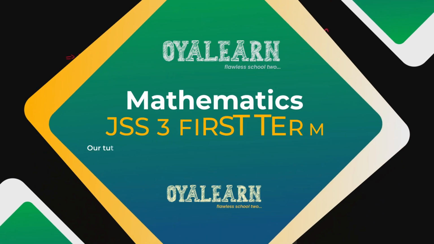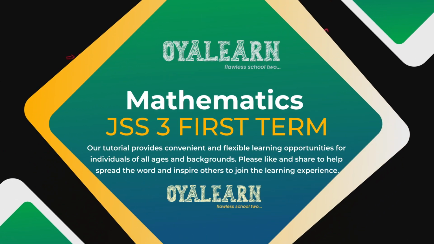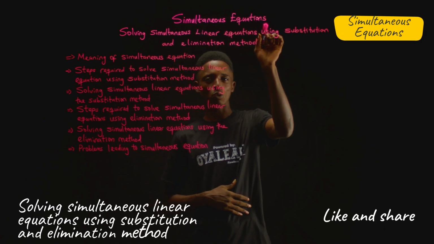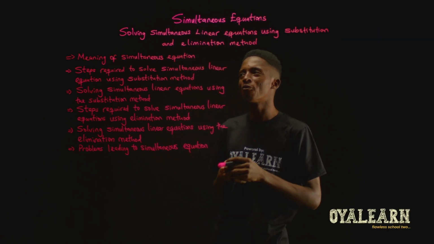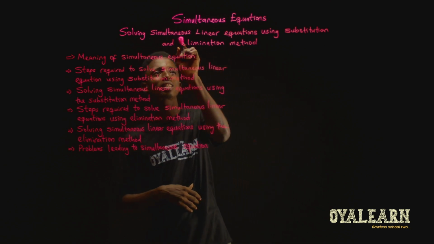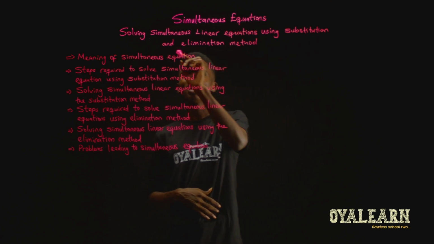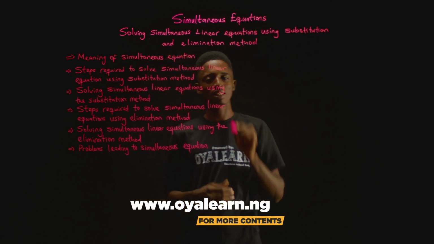Hello, welcome to the fifth topic in the JSS 3 scheme of work. The topic is simultaneous equation. And in this topic, we'll be focusing on solving simultaneous linear equations using the substitution and elimination method.